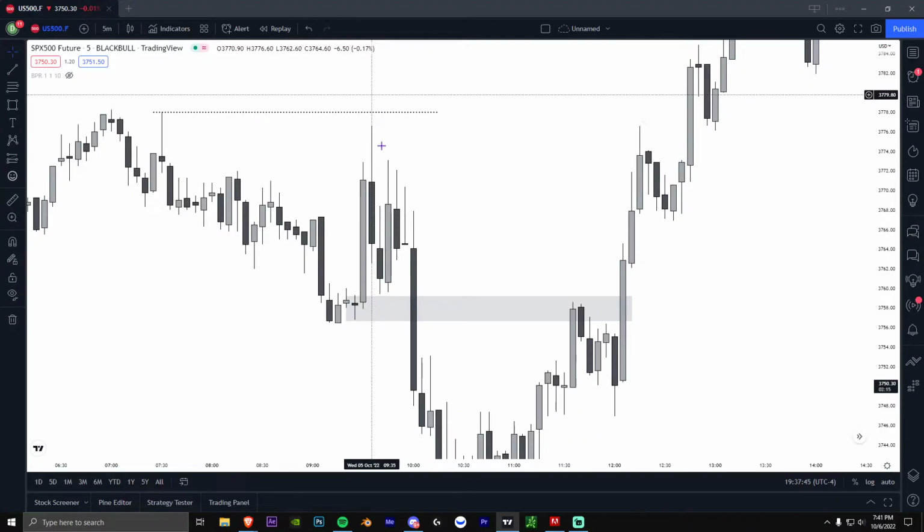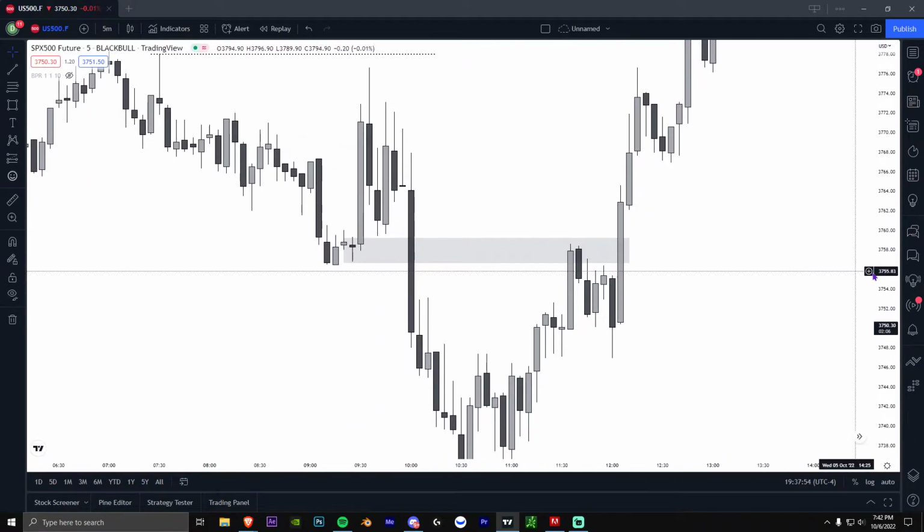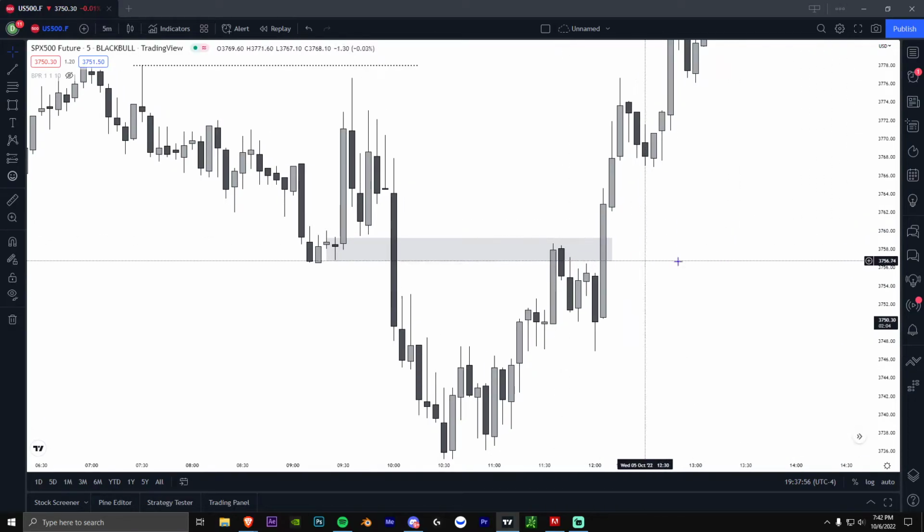Even if this did take the high, you'd still take the same setup, okay? You'd still look for a rejection right here with a breaker block. But terms wise, this would be a mitigation and not a breaker. So that's something to note.